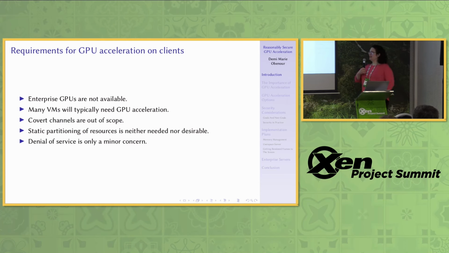Requirements for GPU acceleration on clients. The biggest one is that enterprise GPUs aren't available. You're stuck with consumer GPUs. Also, many VMs will typically need, or at least benefit from, GPU acceleration, and covert channels are out of scope. That means that static partitioning of resources, as you'd want in a cloud setting, is neither needed nor desirable. It's unneeded because covert channels are out of scope, and it's not desirable because users don't want to have to say, this VM gets X amount of the GPU and X amount of VRAM and so on. Also, denial of service is only a minor concern, and that's basically why this whole thing can be done at all.